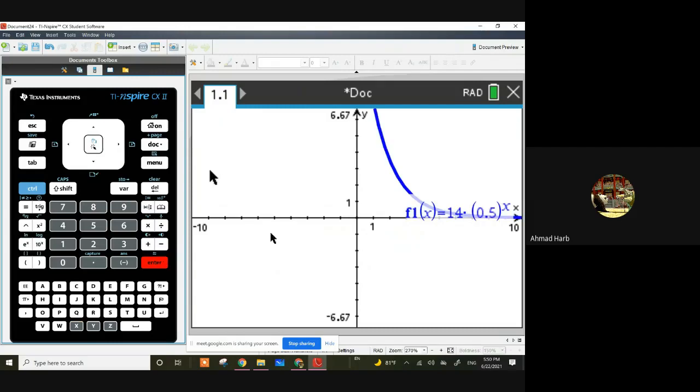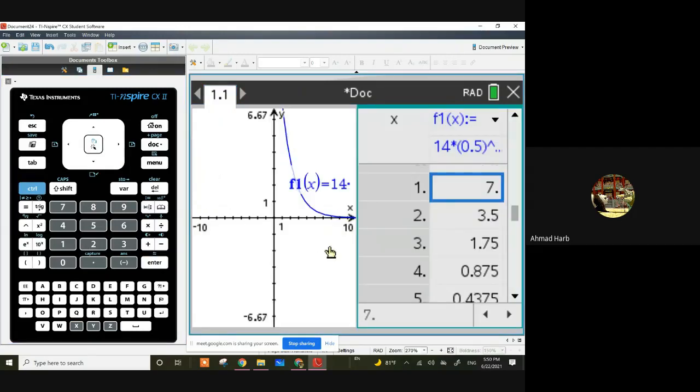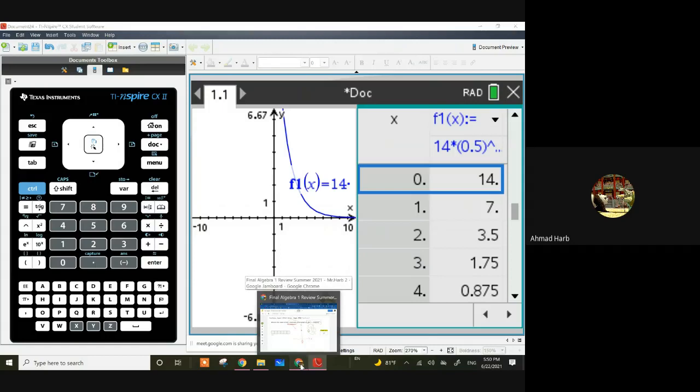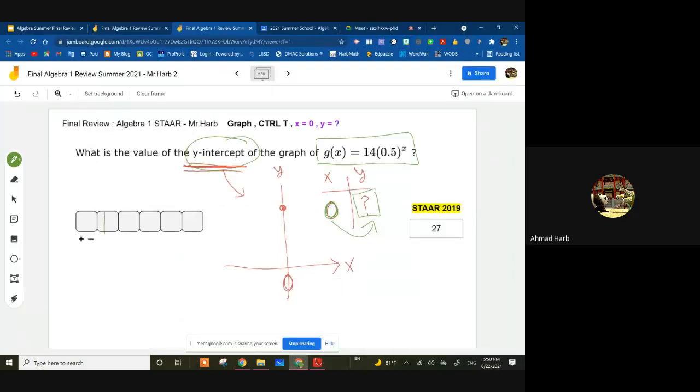And Control T, I'm looking for the x equals 0. So you go up, it is equal to 14. And no surprise, because if you know exponential functions, the answer is positive 14. If you know an exponential function, the first number right here is called the y-intercept. So this number is the y-intercept, and this number right here is the decay factor because it's less than 1.